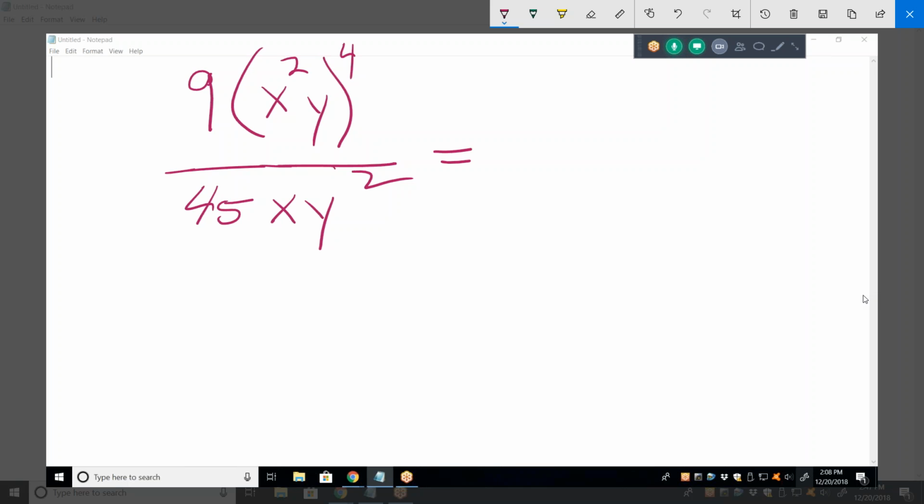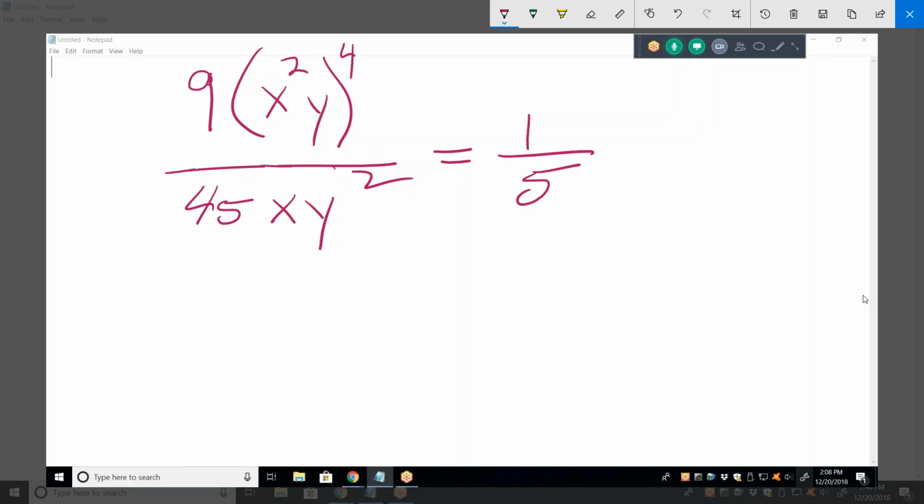Okay. First step. Do your numbers first, and then your next variable, and then the next variable, and then the next variable. There could be 17 variables here, and it would not be a tougher problem. So what are the numbers? What is 9 over 45 equal to? One-fifth. 45 divided by 9 is 5.